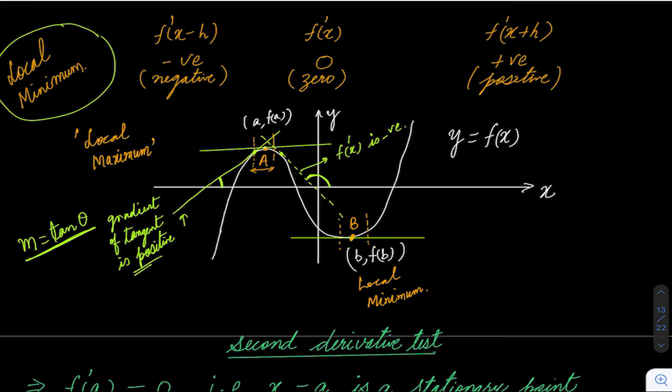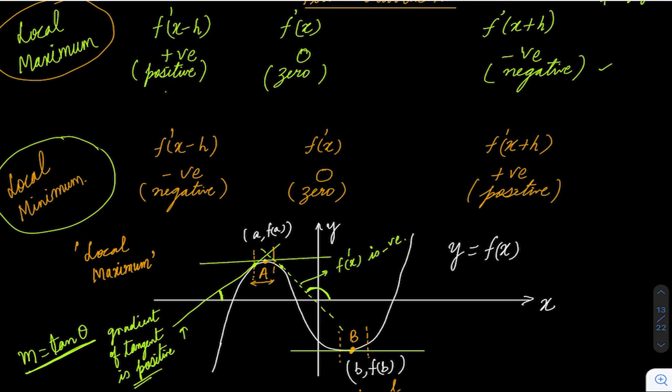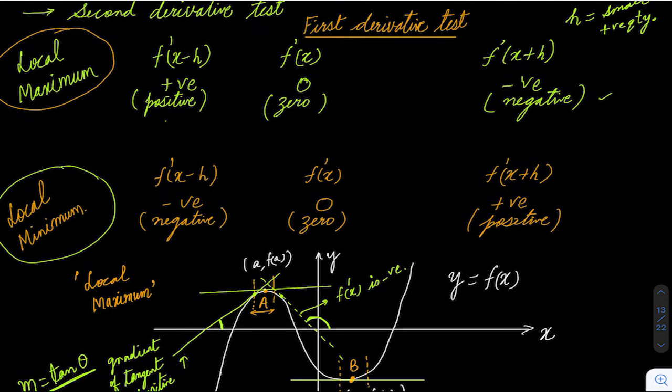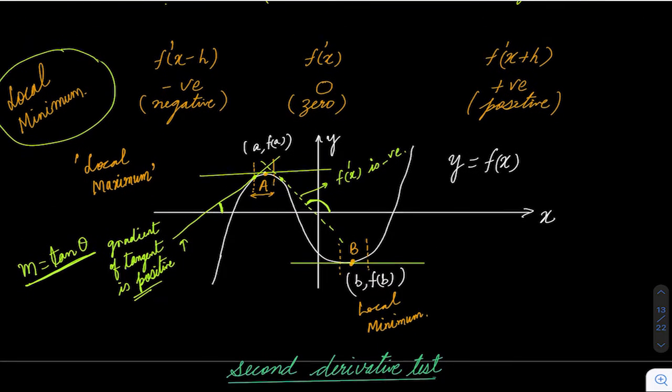Now similarly, we can do this analysis for point B, that is also a local minima, and you will find that at local minima my f dash x is 0, and to the left of the local minima my gradient is negative, and then to the right of point B my gradient is positive. So this is known as the first derivative test. We will see how to use this when we solve questions.